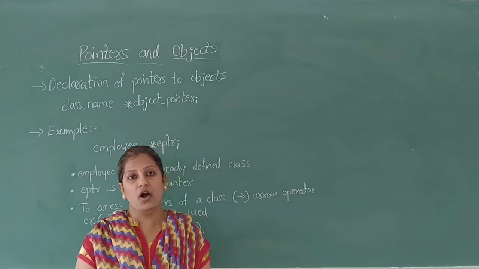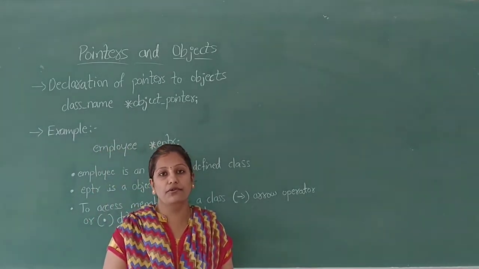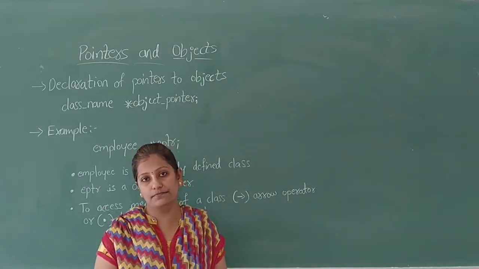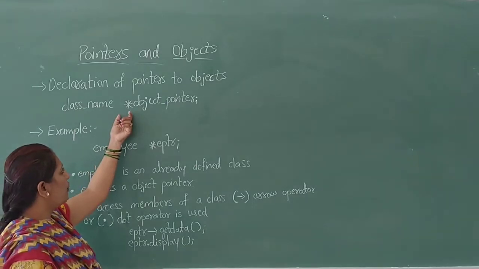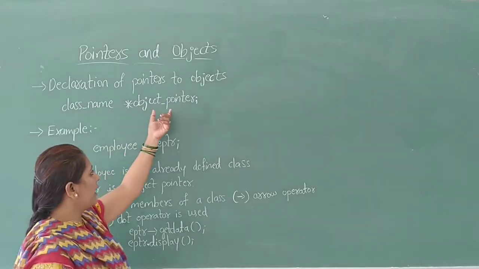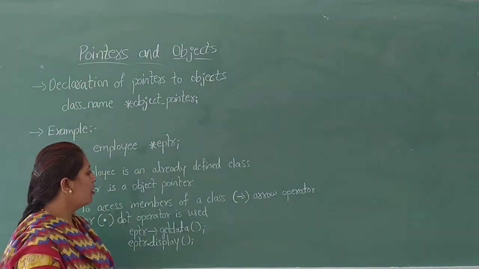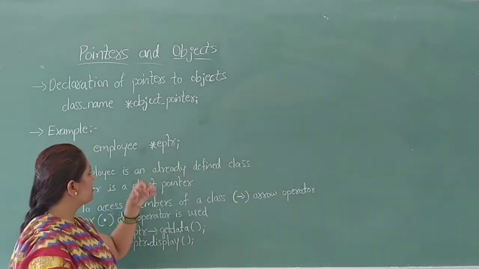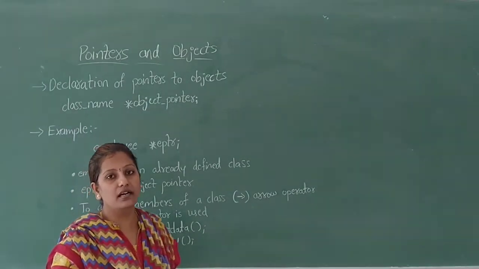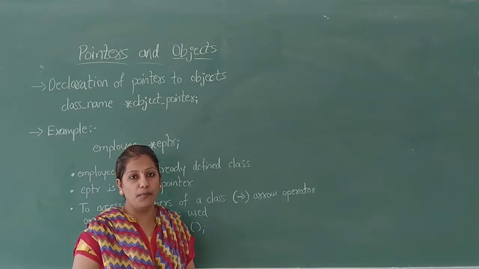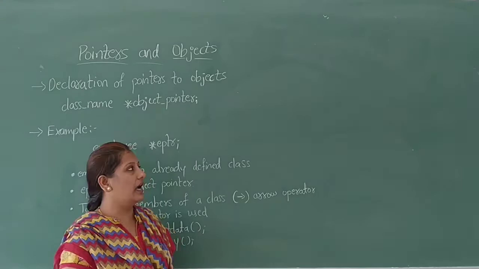To declare an object pointer, we have to follow the syntax, that is: class name, indirection operator or pointer operator, and object pointer. The class name is an already defined class and the object pointer is the pointer pointing to an object which is used in the defined class.